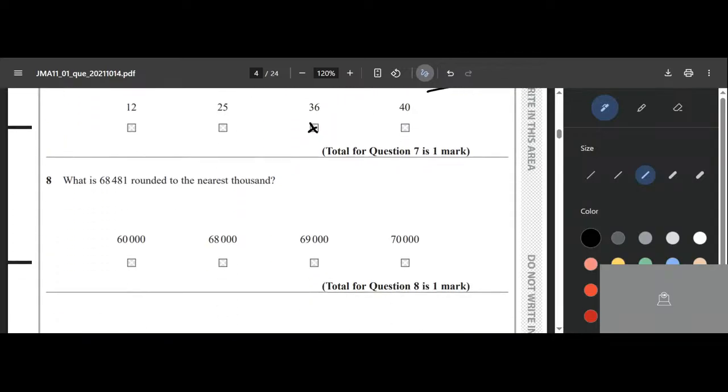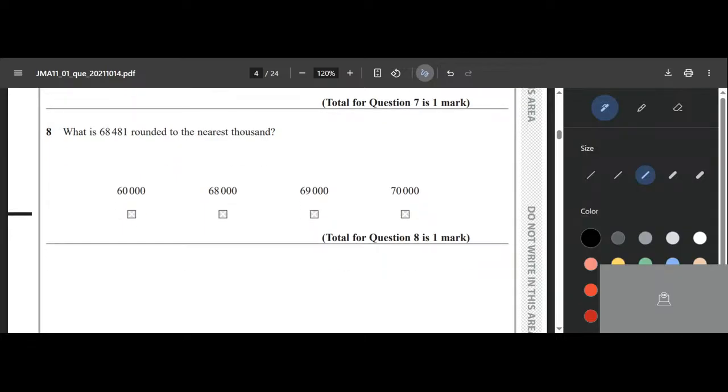So we proceed to question 8. What is 68,481 rounded to the nearest thousands? So what you're supposed to do here is look at which number is at the position of thousands. So we have ones, tens, hundreds, then thousands. So 8 is in the position of thousands. So I will start by writing first of all what is left at the back of the number. It is 6. So my answer first must have 6.